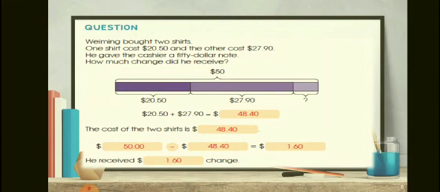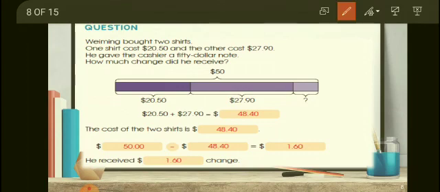Weaving bought two shirts. One shirt costs 20.50 and the other costs 27.90. He gave the cashier a $50 note. How much change did he receive? So students, first of all we add both shirts' amounts. It will be 48.40, and he gave the cashier a $50 note, and after purchasing it will be subtraction, and he has 1.60 at the end.